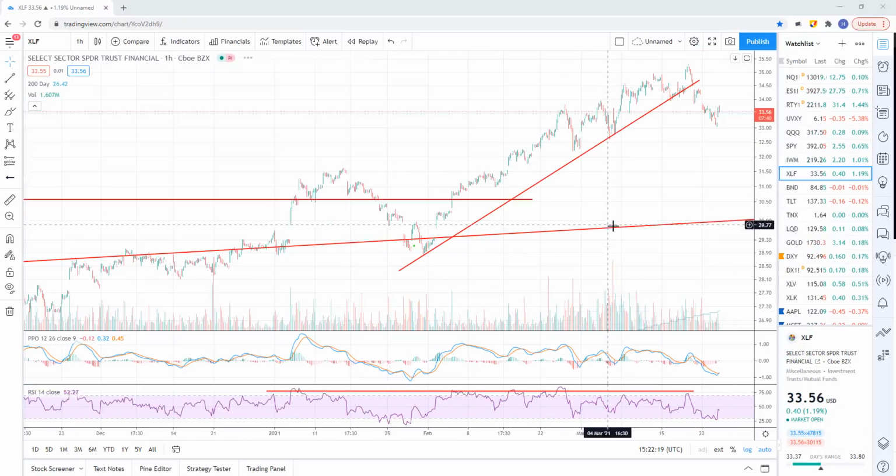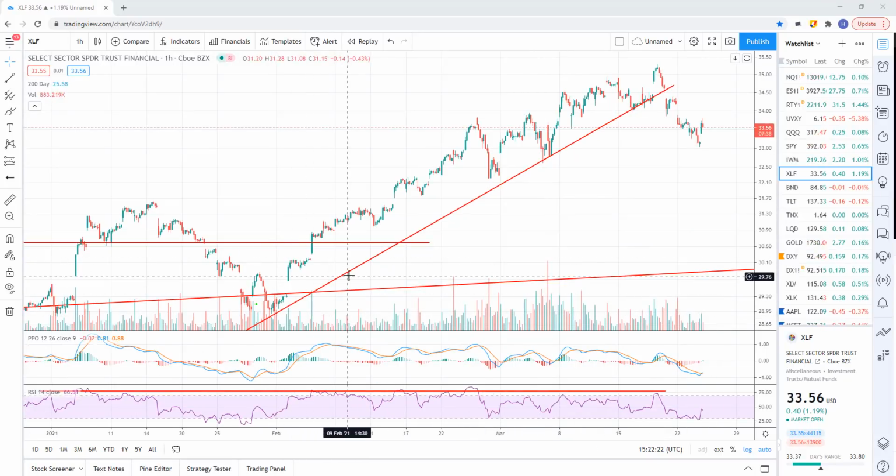So financials all broke trend as well. So here's your trend line on the hourly chart in financials.